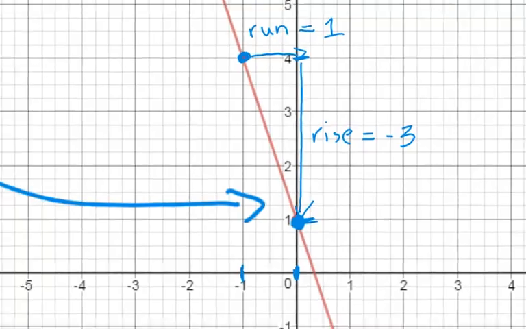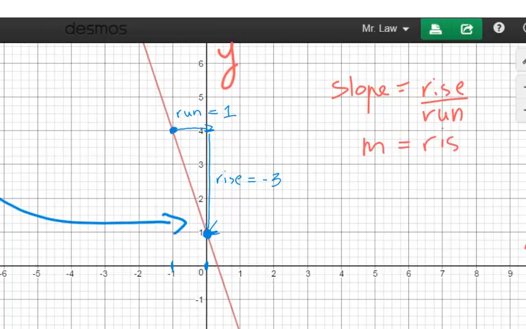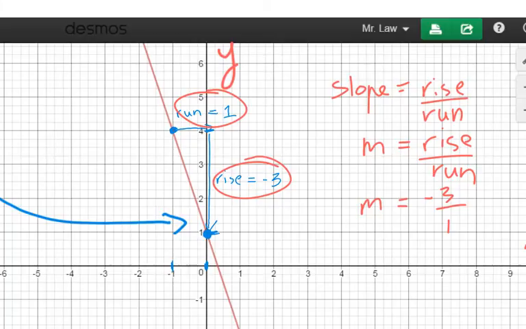Using these numbers, we can calculate the slope. And I'm going to do that over on the side. So slope is equal to rise over run. Okay, instead of using the word slope, I'm going to use the variable of m. M is equal to rise over run. We already know what the run is equal to, and we know what the rise is equal to. So let's just put those values in. So we have -3 over 1, and that just simplifies to -3.